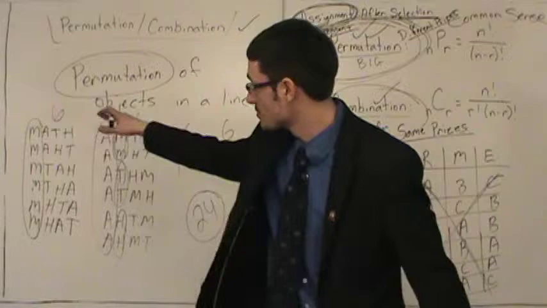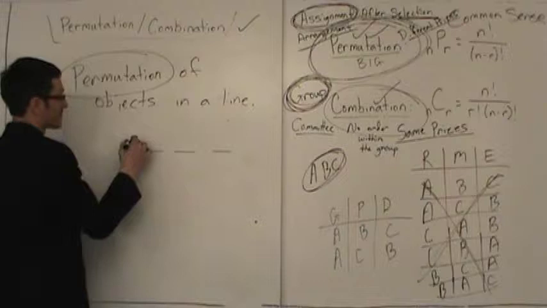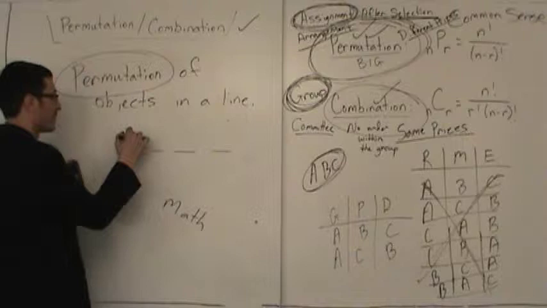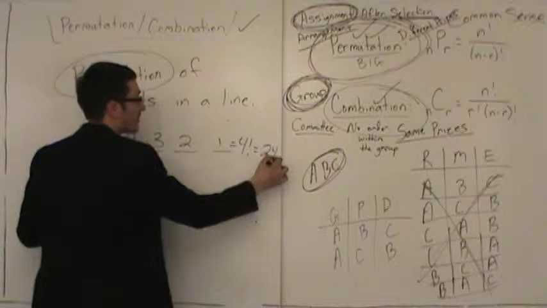Now, the quick way to do this is to say, in the word math, there are four letters. How many options for letter 1? We have 4 options for letter 1. Then how many options for letter 2? We have 3. After we choose letter 2, we only have 2 options. Then we have 1 option. So 4 times 3 times 2 times 1 is the same as 4 factorial, which is 24. So there are 24 ways to arrange the word math.